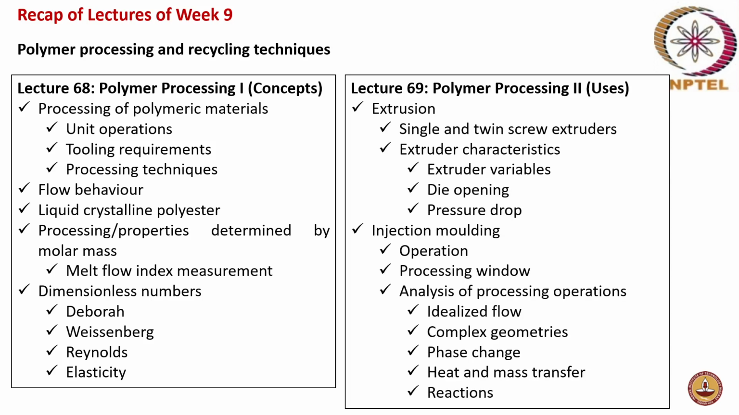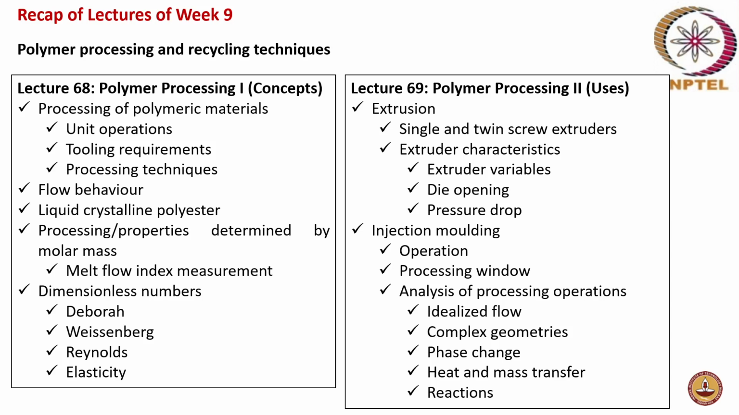Polymer processing 2, there was a detailed discussion on the extrusion process where single and twin screw extruders were discussed, and then extruder characteristics, what are the extruder variables, and then die opening and pressure drop was discussed. And then the next process that was discussed was injection molding. What is the operation? What is the processing window for an injection molding process? And then analysis of processing operation.